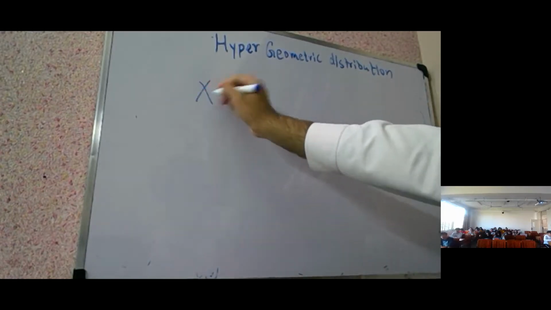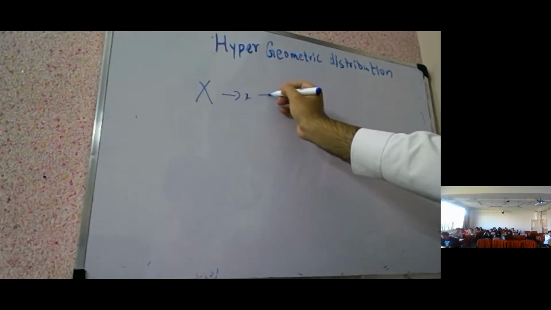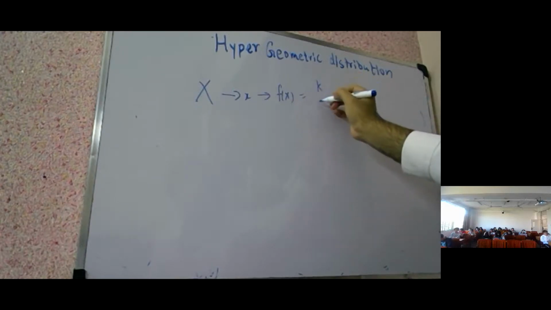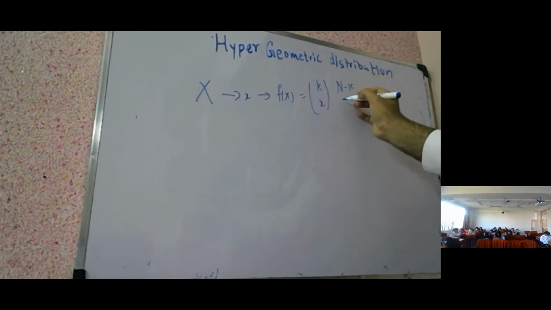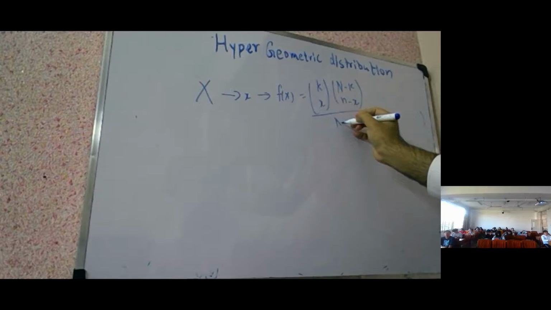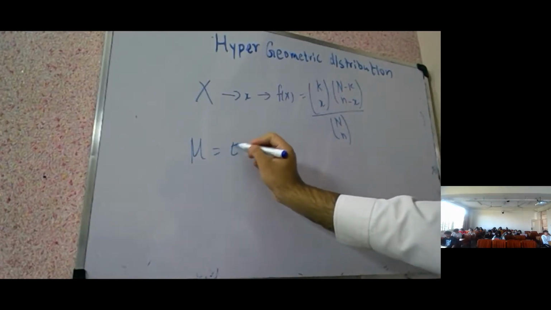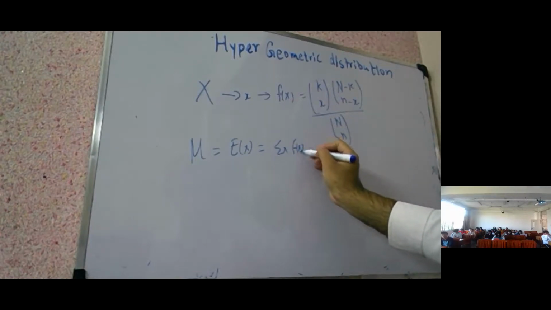So let's say x is a variable, and I have to select small x from a function of x, which is given as K combination of x, times N minus K combination of n minus x, divided by N combination of n. So these are the combinations. We already know this equation. We know how to calculate the mean, which is the expected value of x, which means the sum of x times f of x in general, right?